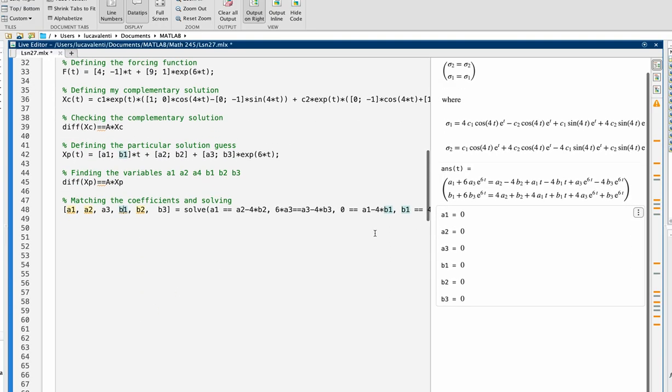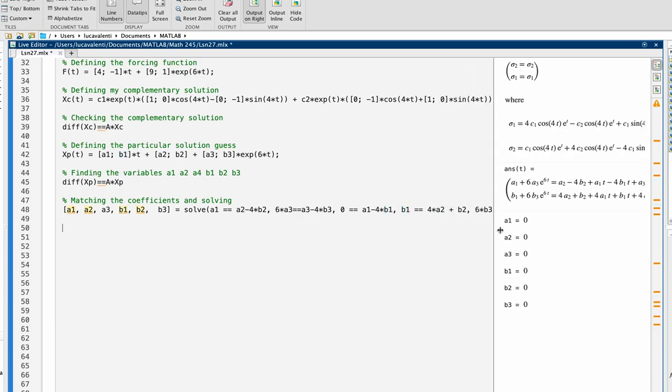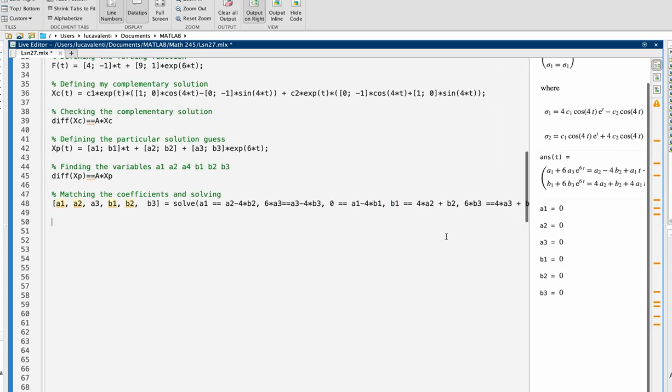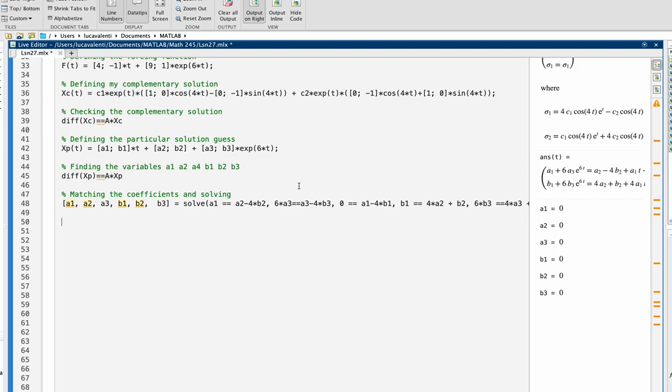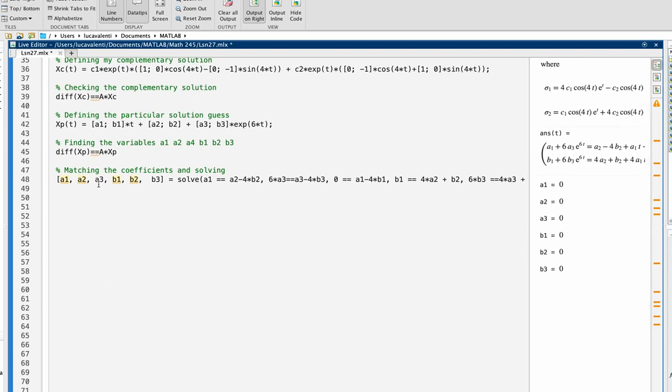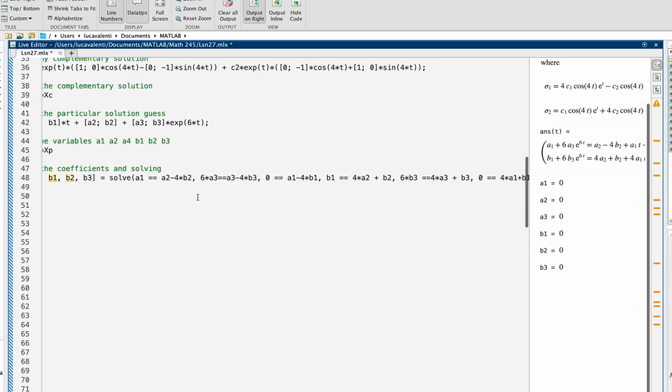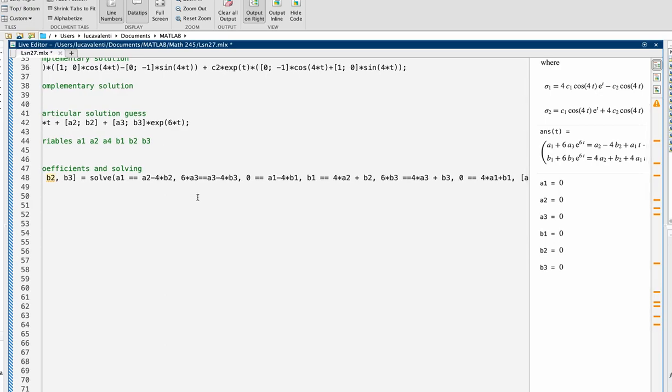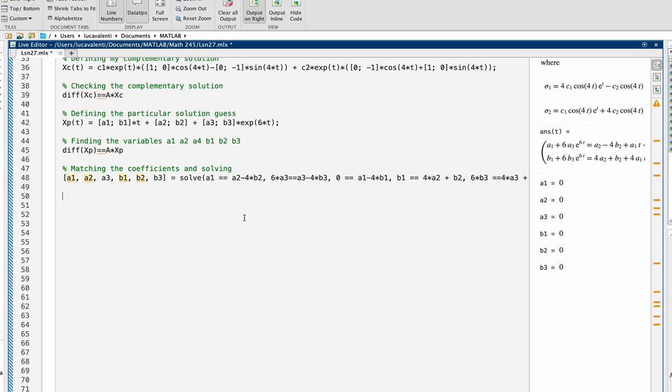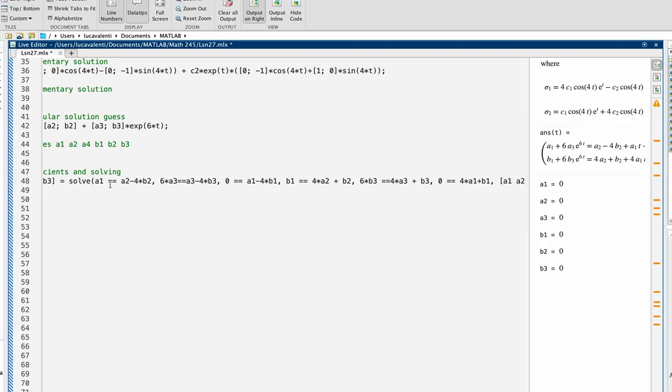And it looks like it's not finding the values. So I must have made a mistake somewhere, but I can't see it right now. A1, A2, A3. This is interesting. Well, let me double check whether I made a mistake or not with some other sources that I have. We just need to recheck these.